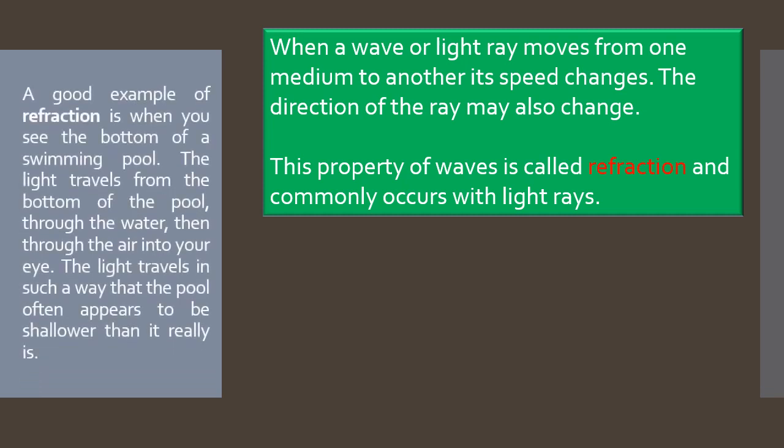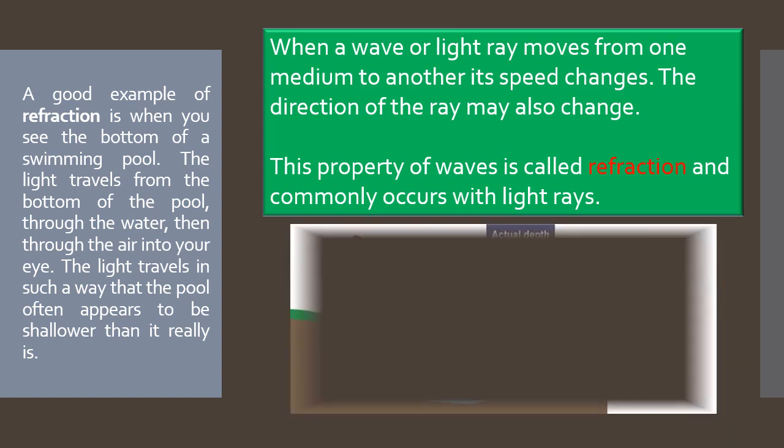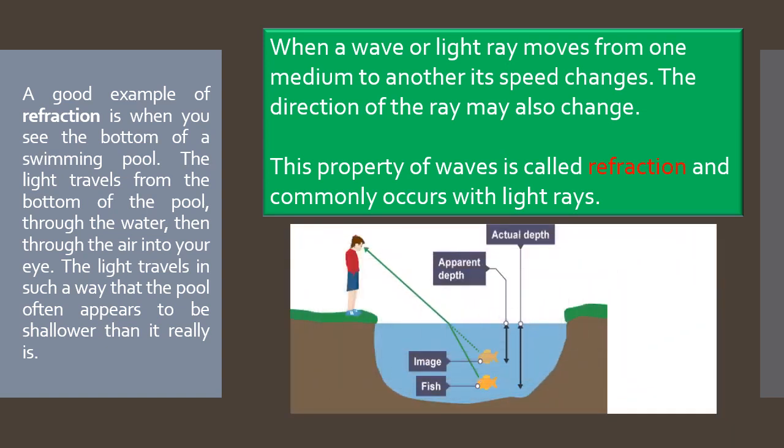A good example of refraction is when you see the bottom of the swimming pool. The light travels from the bottom of the pool through the water, then through the air into your eye. The light travels in such a way that the pool often appears to be shallower than it really is.